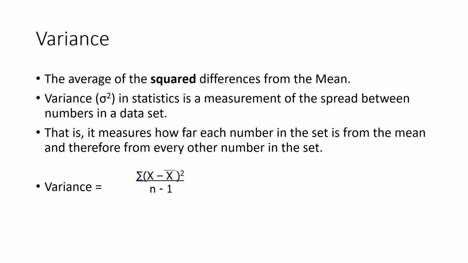It is the sum of, open brackets, the score minus the mean. After getting that, we have to square it. Then we divide by n minus 1.